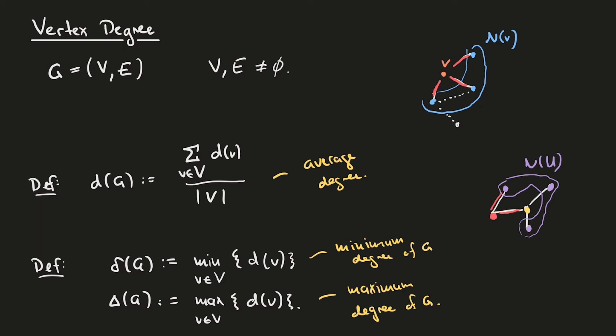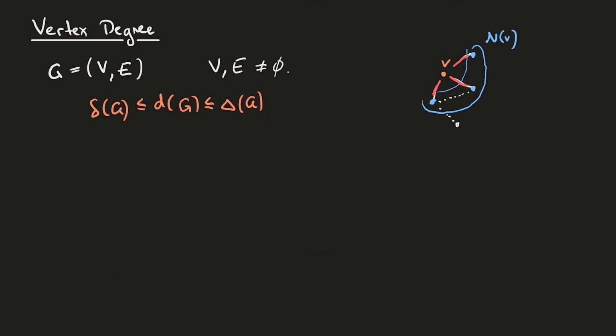We now have introduced these three quantities, and they're related in a very straightforward way. So the minimum degree is less than or equal to the average degree, which is less than or equal to the maximum degree of G. Instead of asking about how many edges are incident to each vertex on average, we can ask how many edges there are per vertex in the graph G.